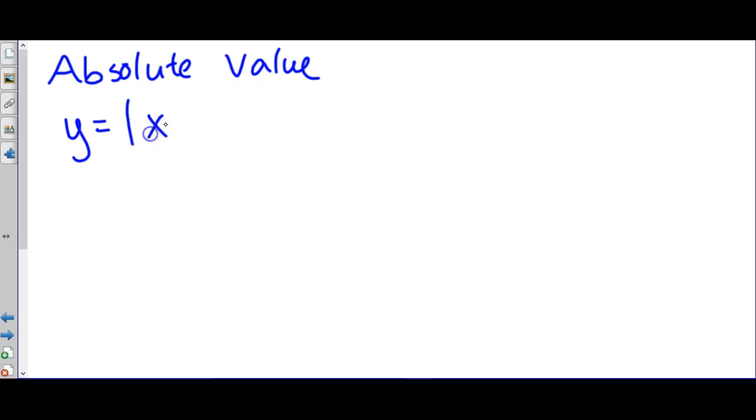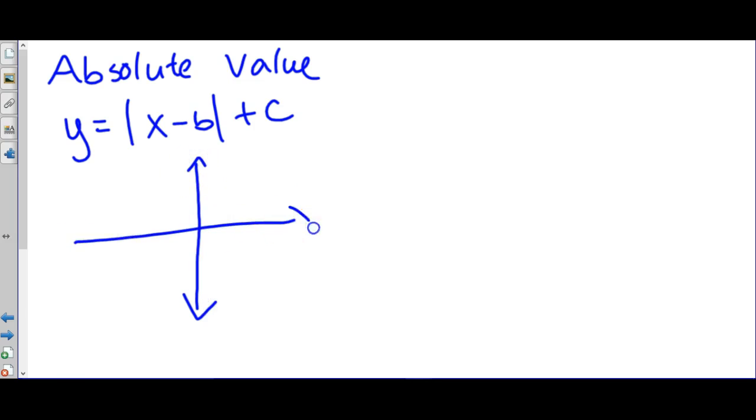The next kind of function was an absolute value function. That looks like this, y equals the absolute value of x minus b, plus c. You may see different letters here, b and c could be written differently, and it doesn't matter so much what letters are there specifically. We've seen it as h and k or a and b, depending on which textbook. The absolute value graph is a V shape.